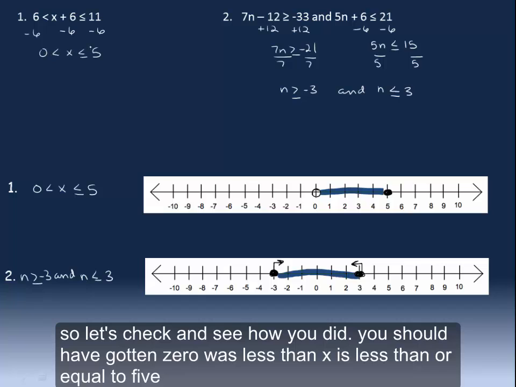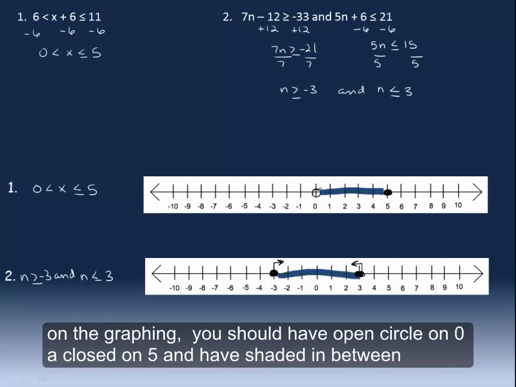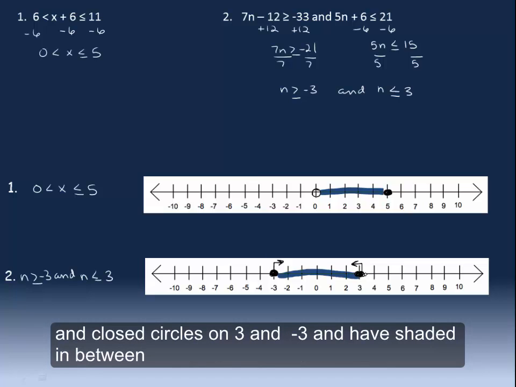You should have gotten 0 is less than x is less than or equal to 5. And n is greater than or equal to -3, and n is less than or equal to 3. On the graphing, you should have an open circle on 0, a closed circle on 5, and have shaded in between, and closed circles on 3 and -3, and have shaded in between.